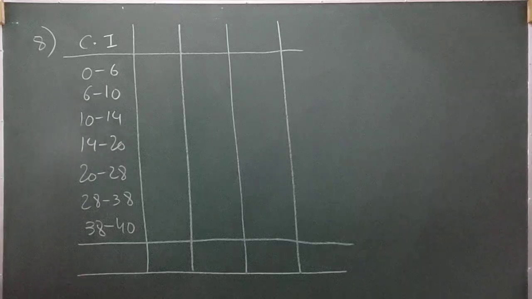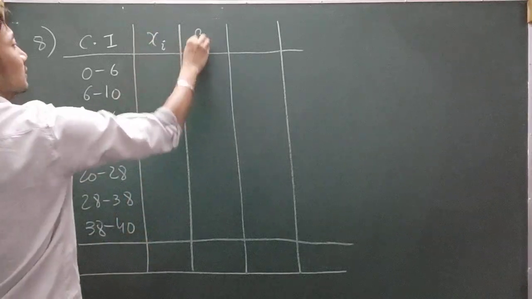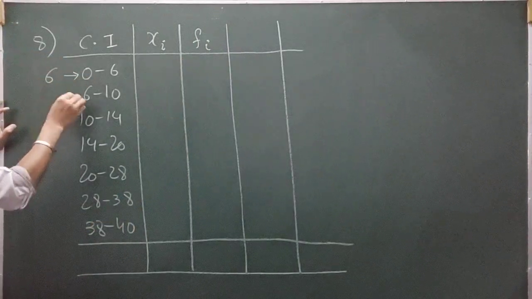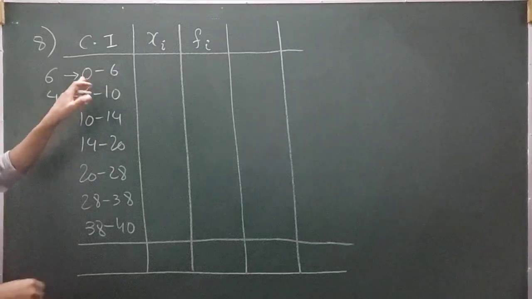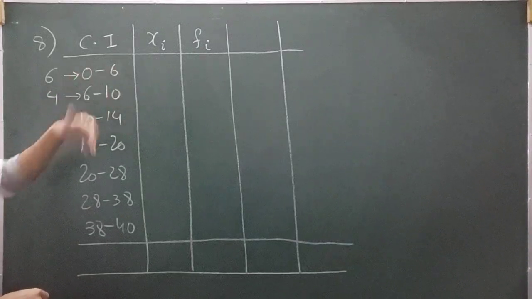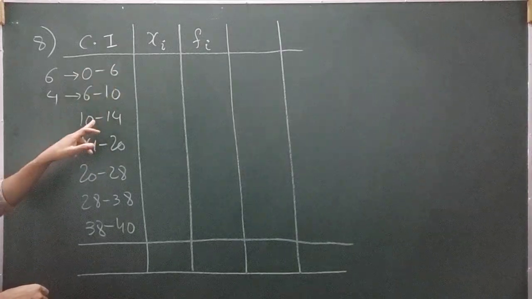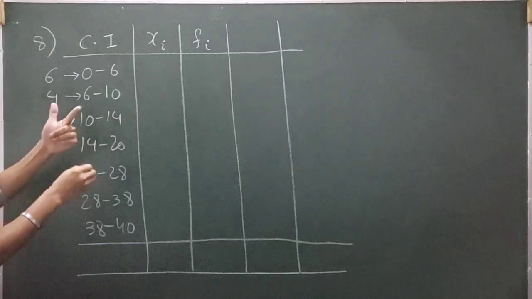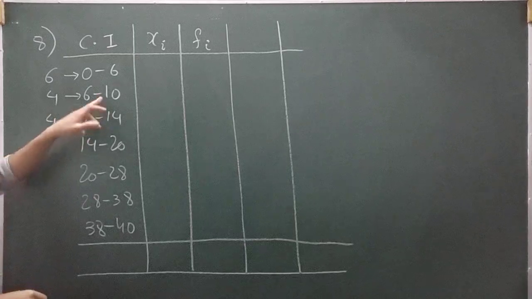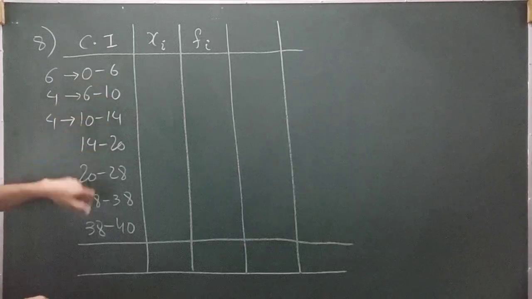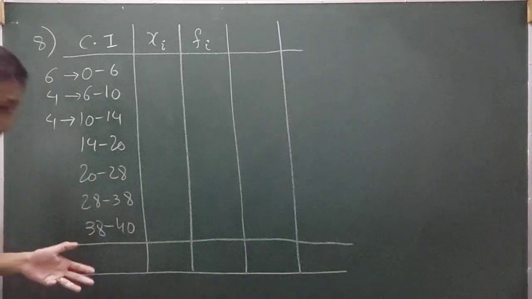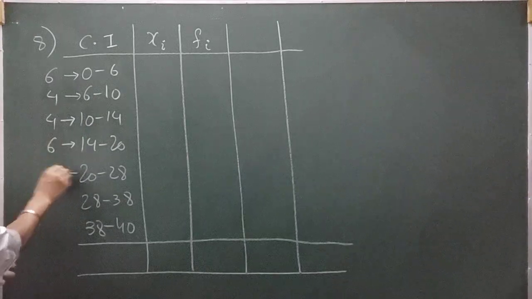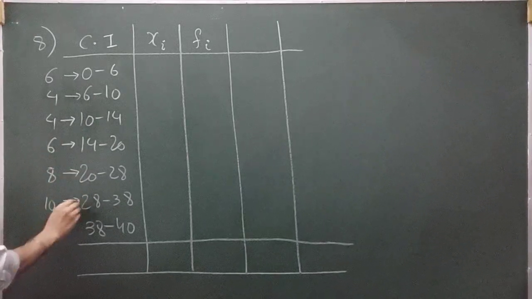Did you observe something? You see, what is the class width here? 6. What is the class width here? 4, because 0, 1, 2, 3, 4, 5, isn't it? Here 6, 7, 8, 9. Here 10, 11, 12, 13, because 14 will not be counted, 14 will be counted in the next class. So 10, 11, 12, 13, 4. Of course it is continuous because 0 to 6, 6 to 10, 10 to 14, 14 to 20. It is continuous, otherwise we would have to change it to continuous, not exclusive. Here 6, here 8, here 10, here 2.